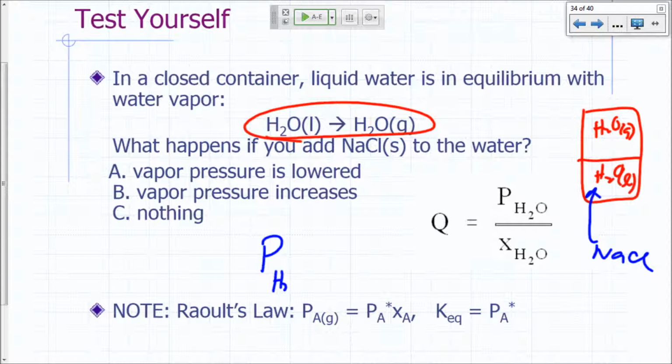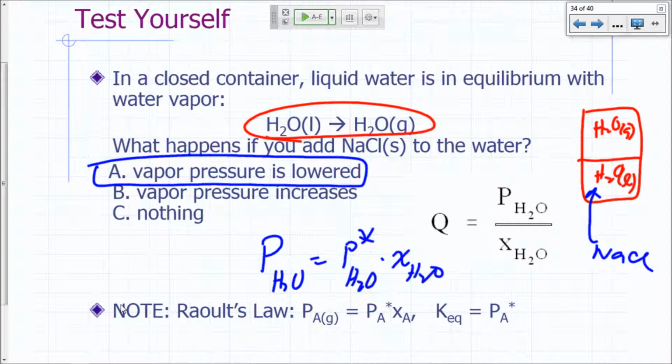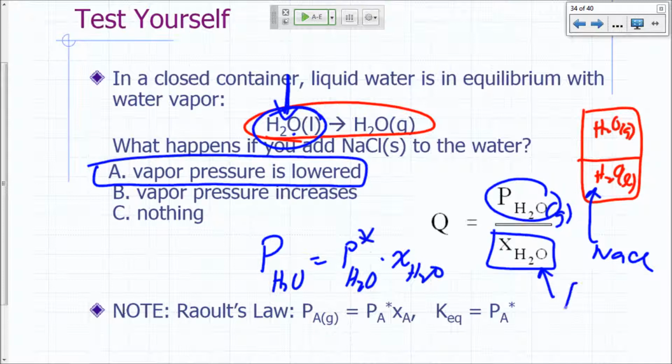P of water is going to be P star water times the mole fraction of water, right? So it's lowered. The vapor pressure is lowered. Okay. How is that illustrating Le Chatelier's principle? By putting sodium chloride in your water, what are you doing to the concentration of water, to the activity of the water? Your reaction quotient is partial pressure of the water vapor, this is gas, over the mole fraction of water. So if you're contaminating your liquid, you're lowering the mole fraction of your water in the liquid, what happens to Q?